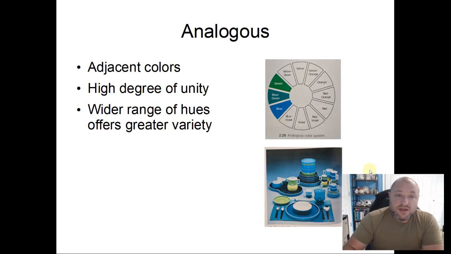Next up is analogous, and these are going to be adjacent colors. So whatever your primary color is, you can shift it a little bit above and below that. You end up with a high degree of unity and a wider range of hues for more variety. So you can see in the picture here, this one actually extends a little bit more, I'd say, to the yellow-green area, even to yellow with some of those specific cups in the background. But you can see how you have a high degree of unity, but a slightly larger range of hues than you would if you were using a simple monochromatic scheme.